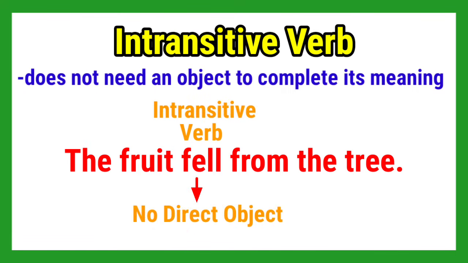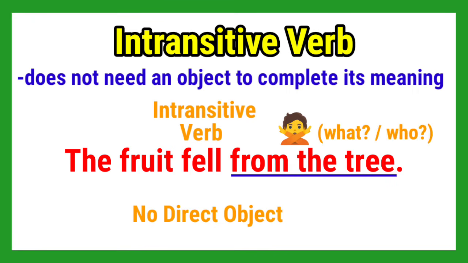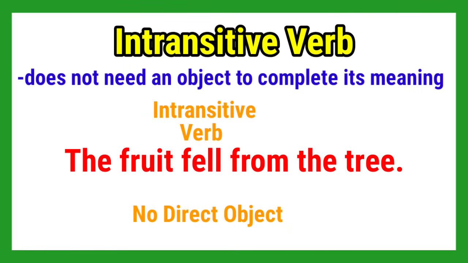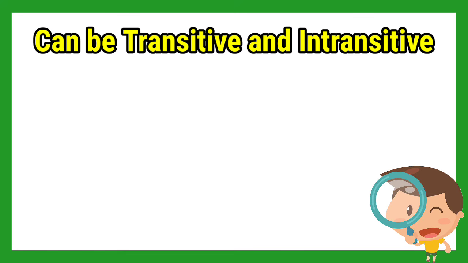Yes, because it has no direct object. From the tree in this sentence is not a direct object because it does not answer the question what or who after the verb. And if you remove it, the sentence is still complete. The fruit fell. That is why it is an intransitive verb. Is it understood? You should also take note that there are verbs that can be both transitive and intransitive, depending on how they are used in the sentence.